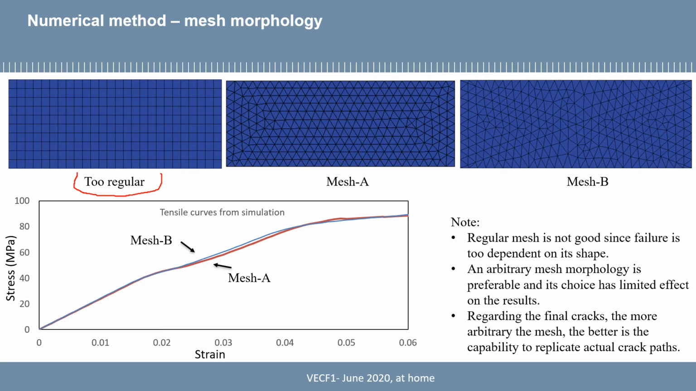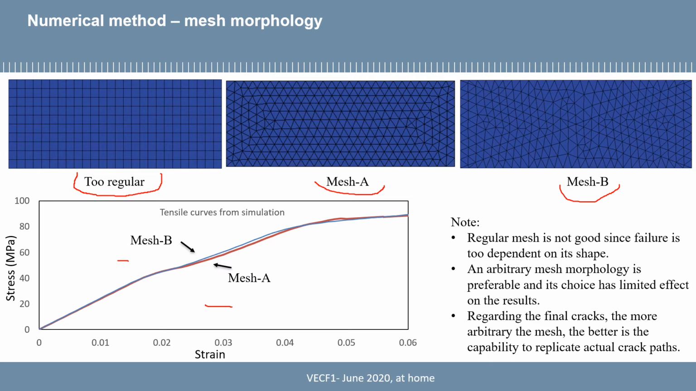actually we will regard the defect in the material as regular, which is really impossible. It should be generated randomly. So we use some arbitrary mesh methodologies, just like mesh A and mesh B, and we can find that the results of the tensile behaviors are kind of similar. It's listed here. These two kinds of mesh methodologies can give us similar results.